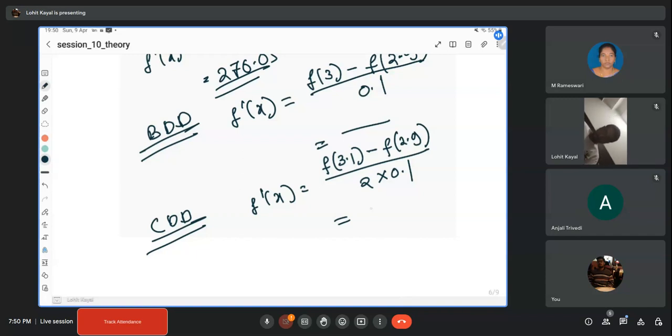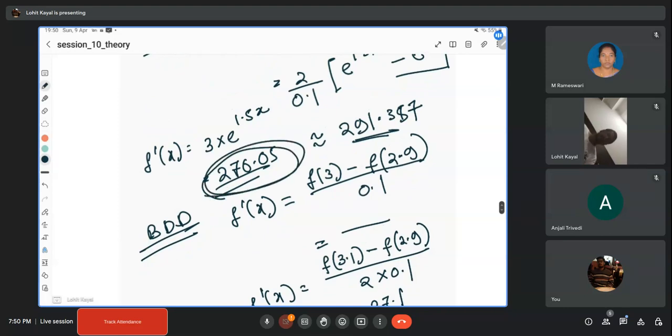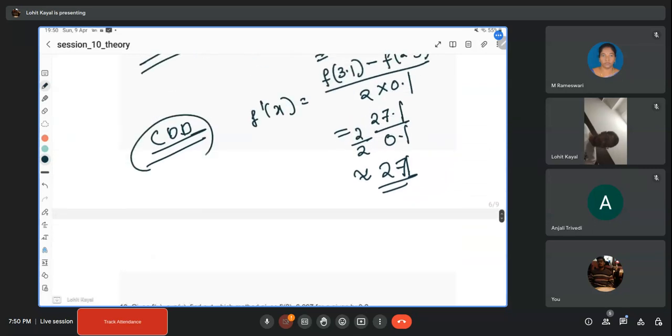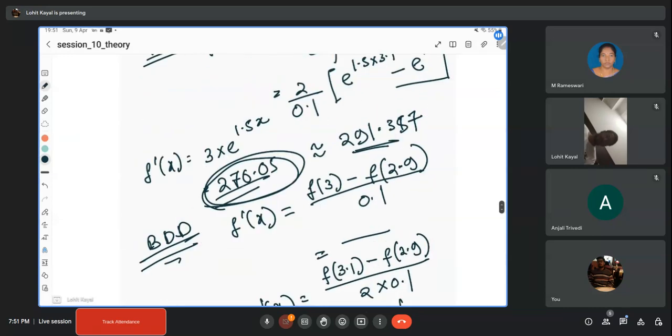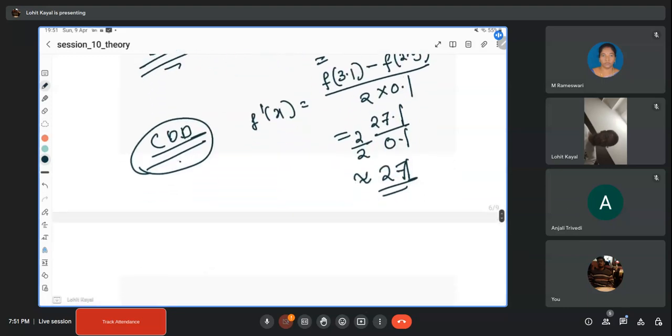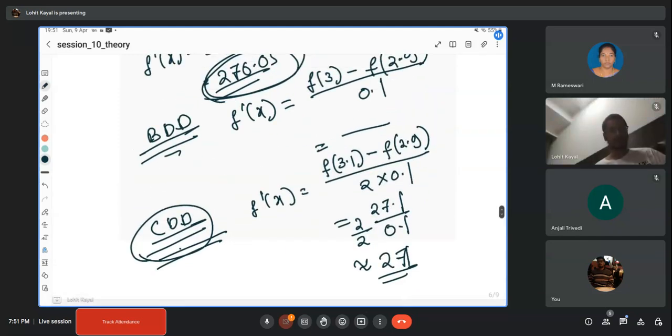So here you will get that 27.1. Here you will get 2.2 squared divided by 0.1. So this value is approximately 271. Okay. And you can see that it is very close to the analytical expression. So you can see that CDD is much farther. You will find that BDD is also far, the difference between the BDD value and the correct, exact answer is sufficiently large. So you can see that CDD performs much better compared to your FDD and the BDD scheme.